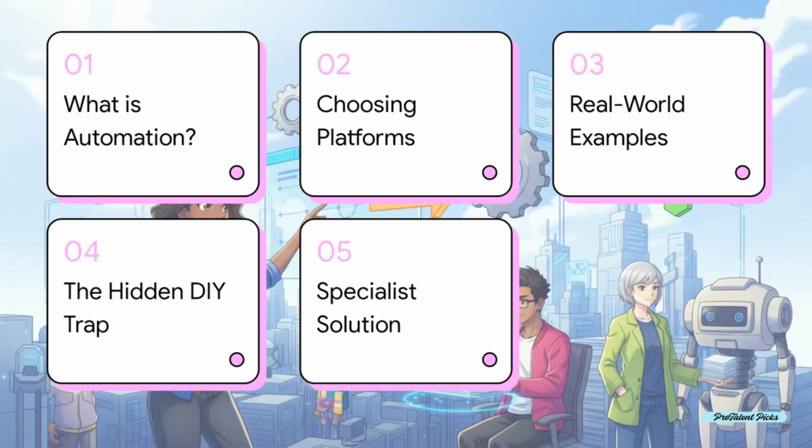This explainer is broken down into 5 structured sections. First, what is workflow automation? Second, choosing your automation platform. Third, 4 real-world automation examples. Fourth, the hidden DIY trap. And finally, the specialist solution. We are going to shift automation from a tech luxury to an absolute operational necessity for your business.